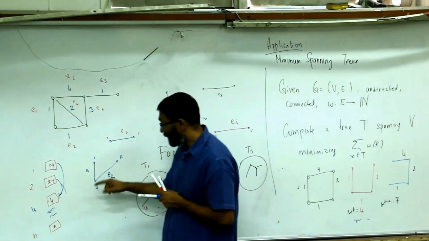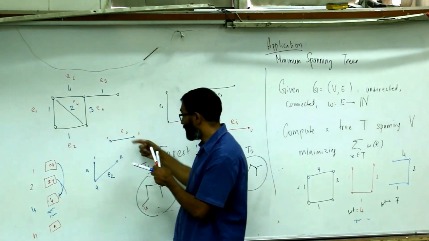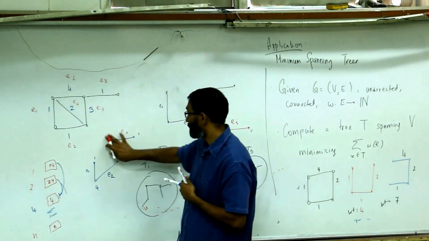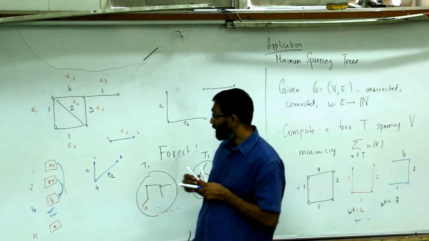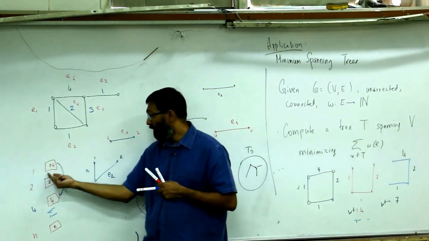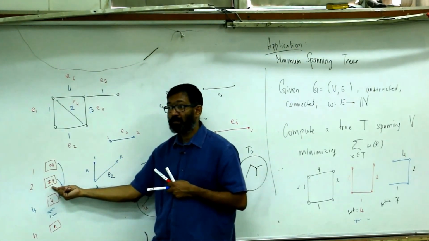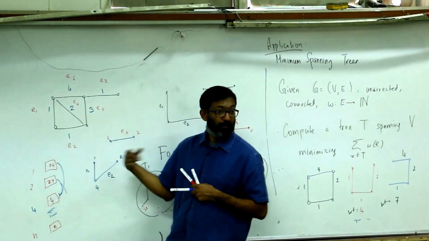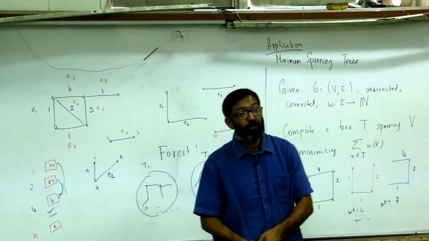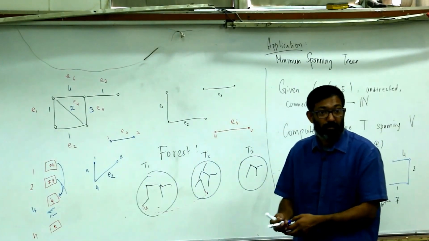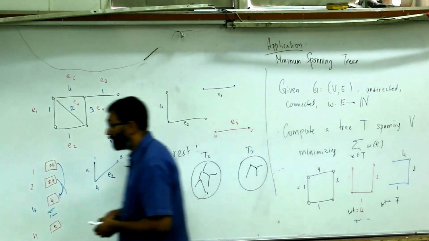Now let's say E3 arrives, which is 1, 2. Now what are you going to check? You look at 1 and its representative, which is 4. For 2, the representative is also 4, and you discover that the representative is the same, and therefore they are in the same set, and therefore we don't add it. They would create a cycle. Okay, fair enough.